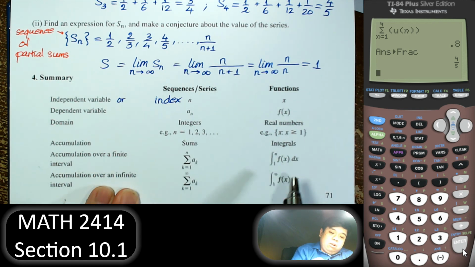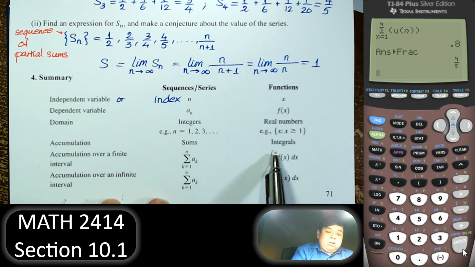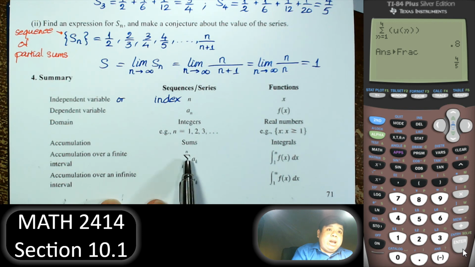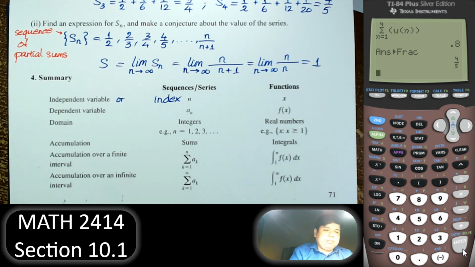We have the sum and the integral. The integral means it goes continuously from 1 to n. The sum will go from 1 to n, but only integer values. We're going to study more of this.